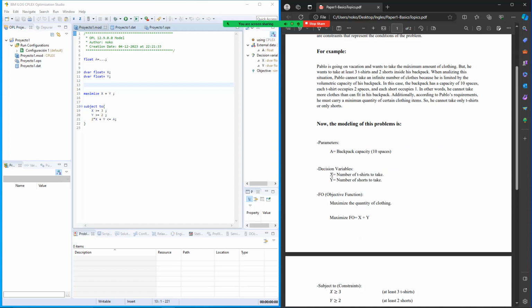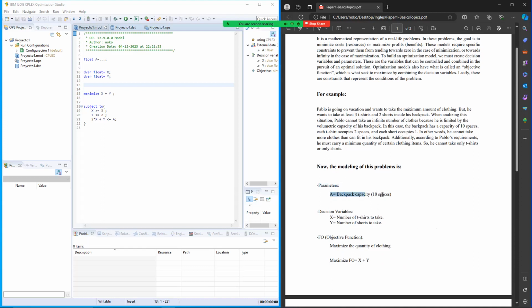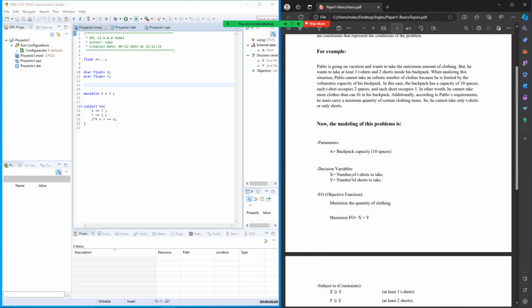And because this is a model with only 2 decision variables, you can do this by hand with paper and pencil. Create the model like that. The parameter will be the capacity of the backpack. The decision variables: the first decision is the quantity of t-shirts Pablo will take on his vacation, and the second will be the number of shorts.